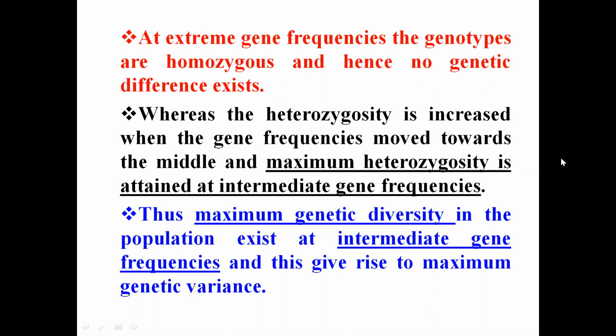And heterozygosity increases when the gene frequency moves toward the middle. That is, maximum heterozygosity is attained at intermediate gene frequency. In this way, maximum genetic diversity in the population is found at intermediate gene frequencies, and this gives rise to maximum genetic variance. That's why it is said that maximum genetic variance is attained when genes are at intermediate frequencies.